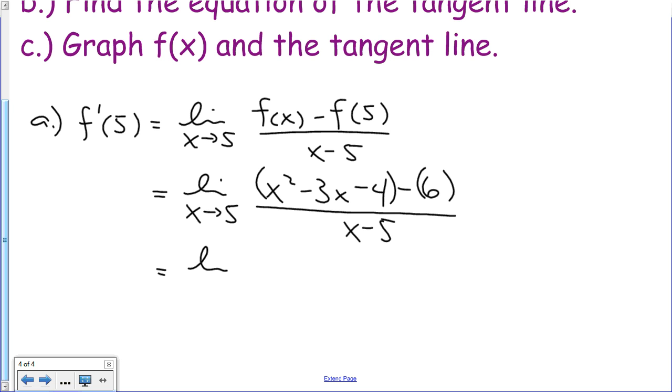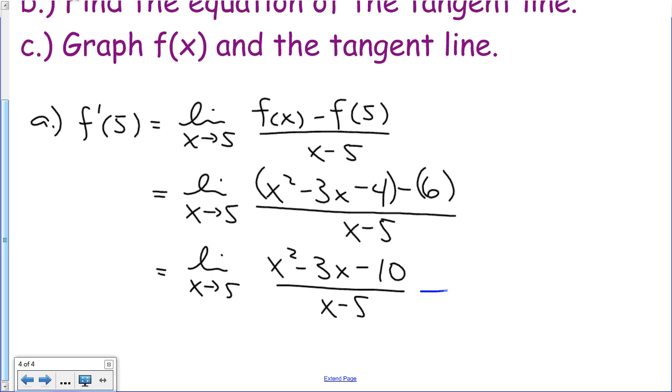If you take the limit now as x goes to 5, I'm going to just rewrite this as x squared minus 3x minus 10, all divided by x minus 5. Now if you plug in 5, to see what value this is approaching, you'll get 5 squared minus 15 minus 10. That's going to 0 in the numerator. Over x minus 5, that's going to 0 in the denominator.